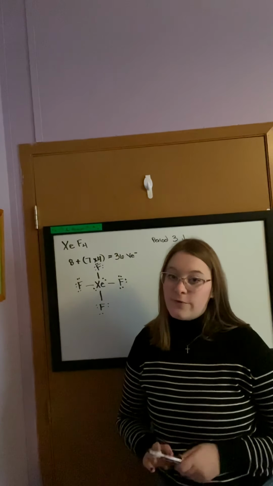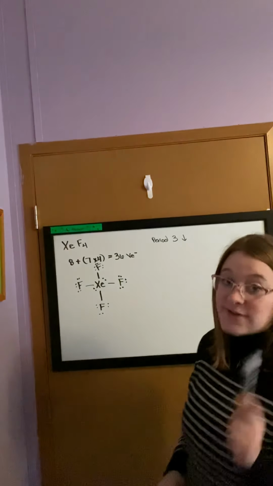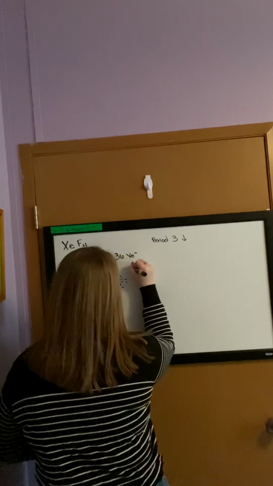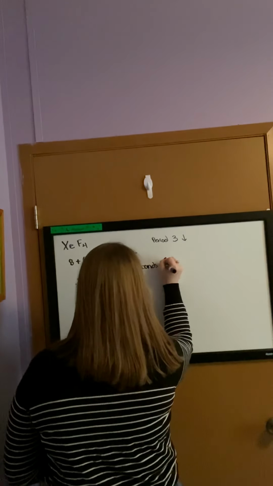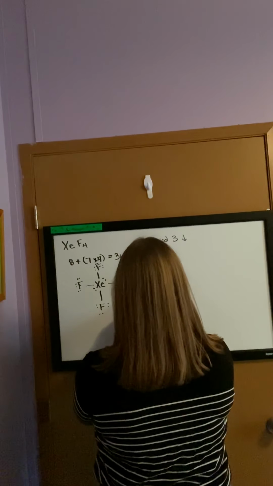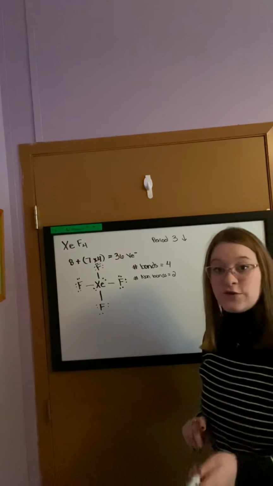Now we will move on to see how many bonds and how many non-bonding. Remember how I told you this is important? This is why. So we're going to put the number of bonds, which is 4, and the number of non-bonds is 2. So looking at this, we are going to move on to formal charge.